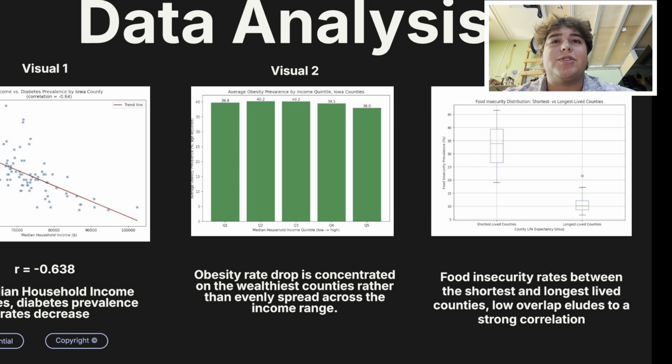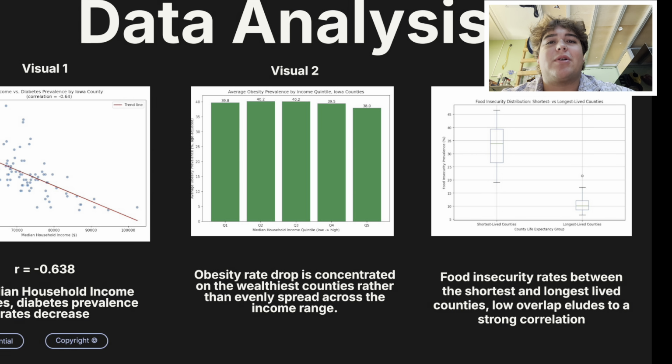Next, we used 3 visuals to show these outcomes. A scatter plot showed that the median household income increased as diabetes prevalence rates decreased, as you can see with the lines there. We also used another plot to show that the obesity rate drop is concentrated in the wealthiest counties rather than evenly spread out across the income range, as you can see in visual 2. As for our third visual, we used a box and whisker plot to show that the food insecurity rates between the shortest and longest lived counties had low overlap, alluding to a very strong correlation. As you can see, there was only one outlier that overlapped between the 2 metrics.